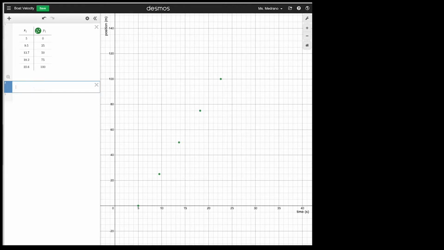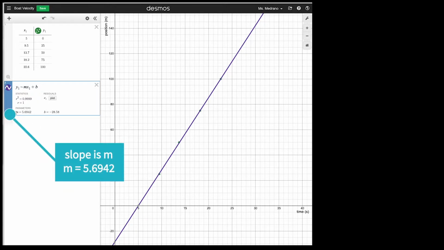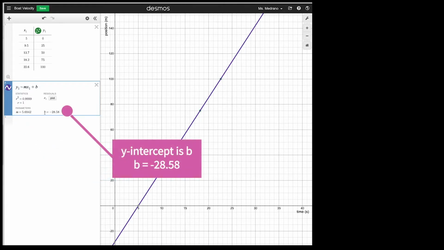And for that, it's going to be y1 squiggle, which is the key when you press shift and then the key next to the 1 number, mx1 plus b. And so then it will create this line, which is red. You can change the color if you don't like the red color. Maybe you like purple better, okay? It doesn't really matter. So it's going to give us this information about my graph. It's going to tell me that the slope is 5.6942 and that the y-intercept, which is b, is negative 28.58.